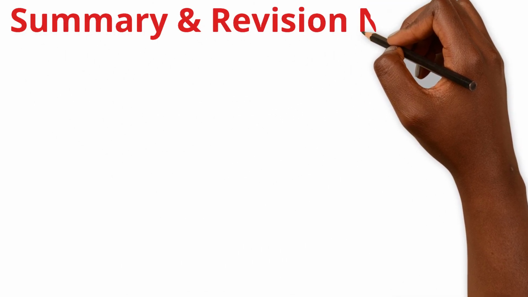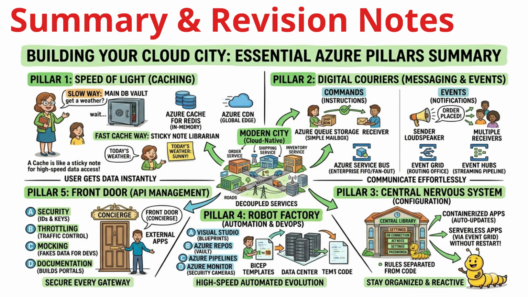In this journey, we replaced rigid stone tower apps with a modern cloud-native city. We achieved speed of light performance using Azure caching and CDN to deliver data instantly. We built a communication network using digital couriers like Service Bus and Event Hubs to handle millions of real-time streams. To stay organized, we used Azure App Configuration to separate rules from code, allowing updates without restarts. We automated everything in our robot factory, coding entire data centers with DevOps and Bicep templates. Finally, we secured every gateway using API management, our digital concierge. Together, these 5 pillars provide the blueprint for fast, secure, and effortlessly scalable applications.